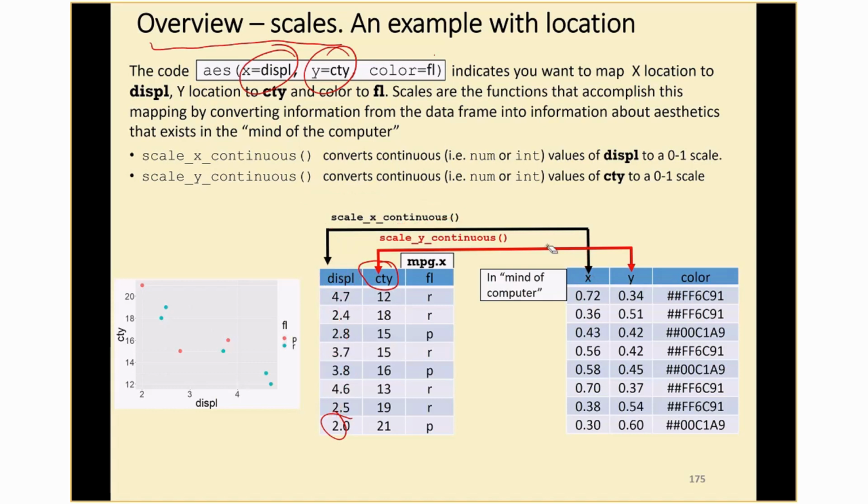And similarly, we've got this variable city in the data frame, and scale y continuous is the function that's going to take that information and convert it into some sort of number that goes from 0 to 1 that it can put on the y-axis. So that's how it's going to deal with the X and the Y mappings.